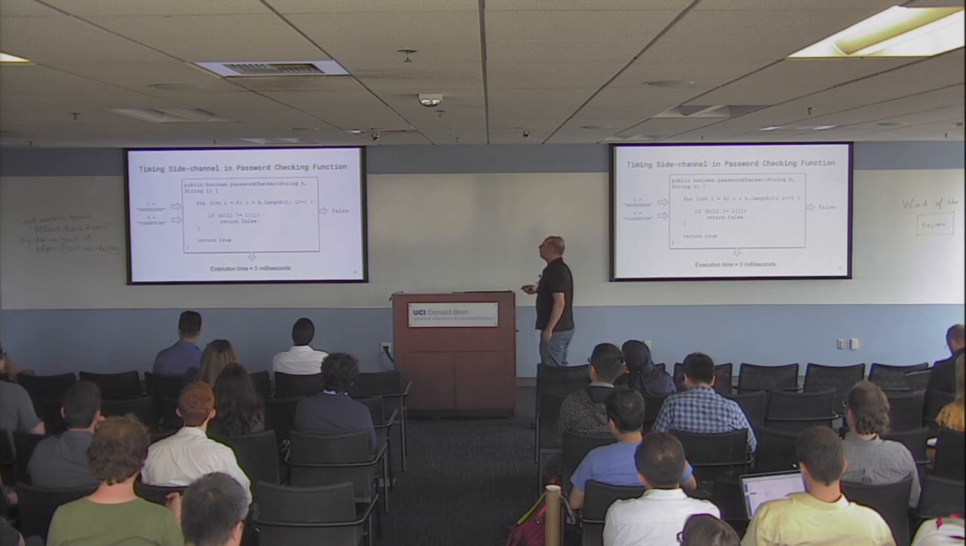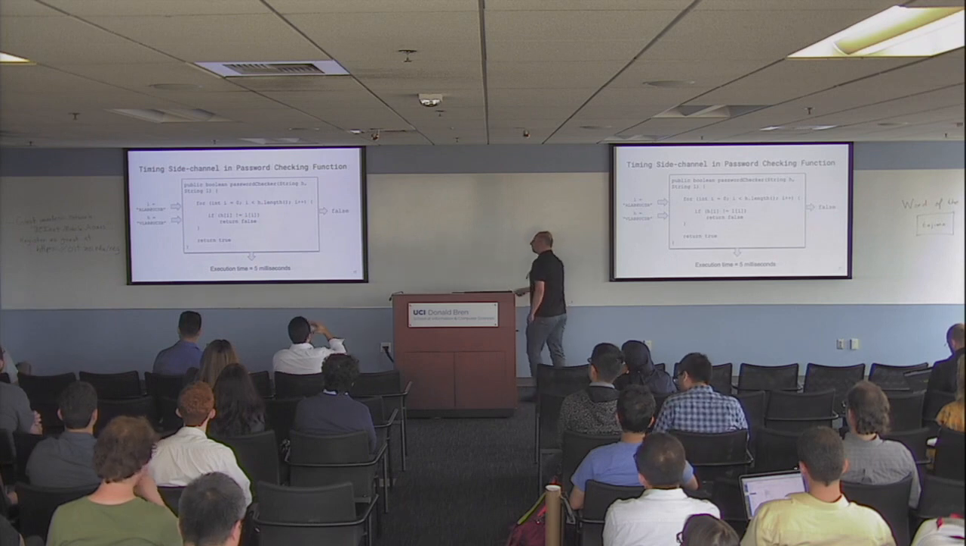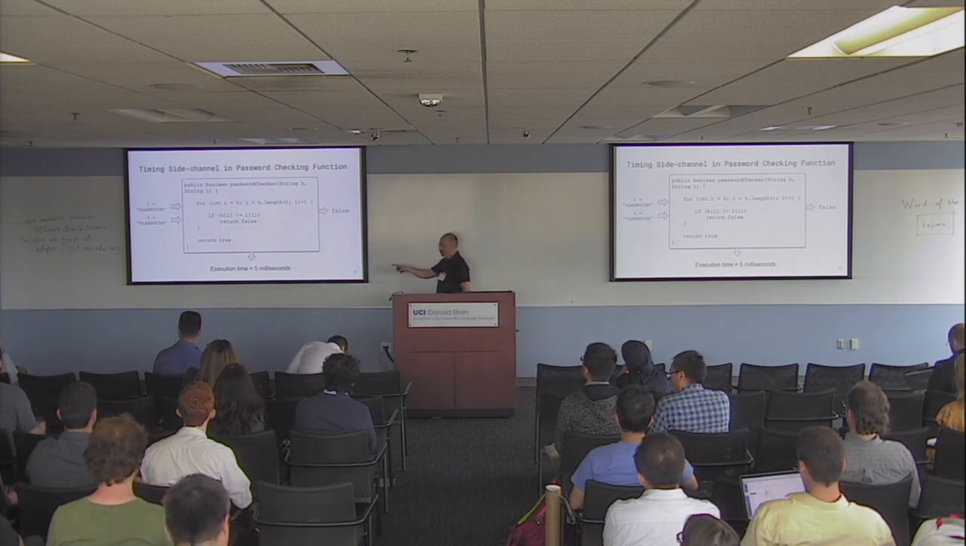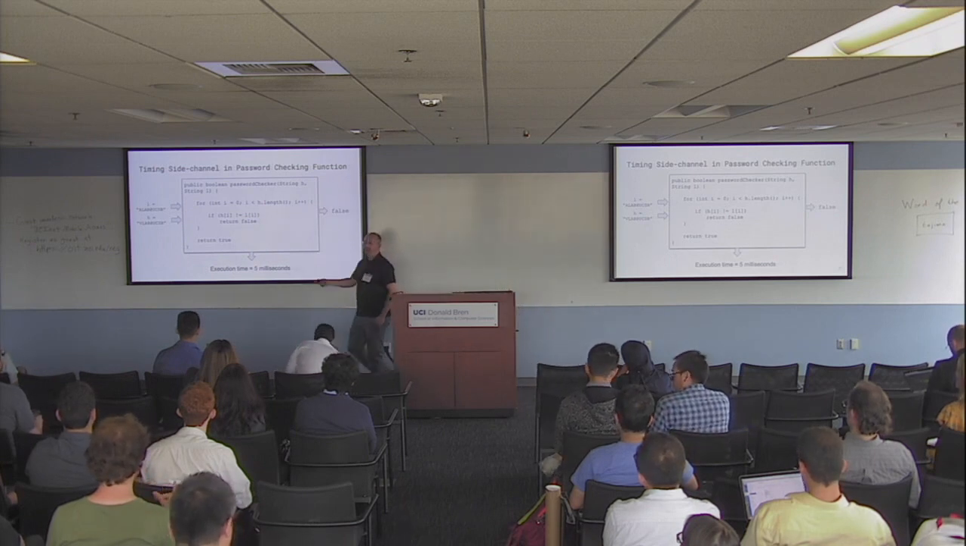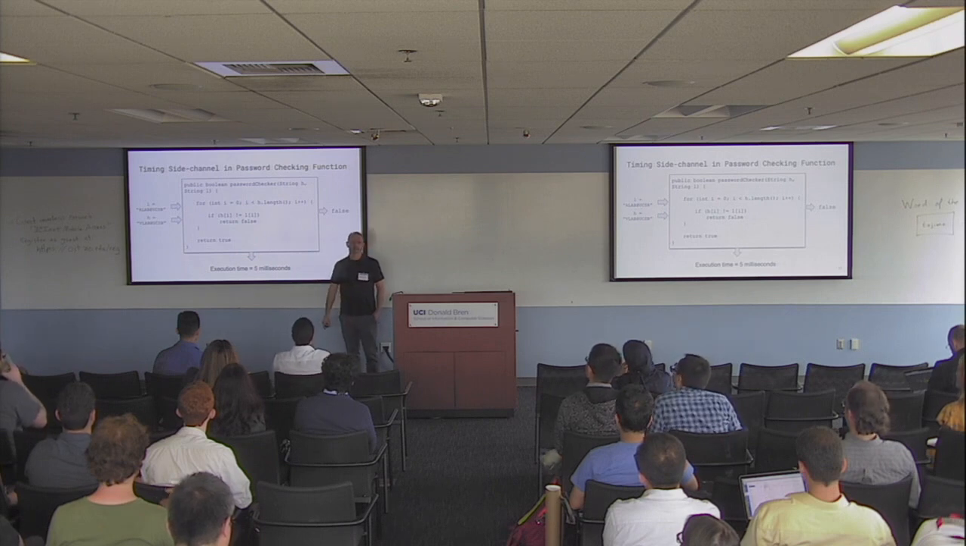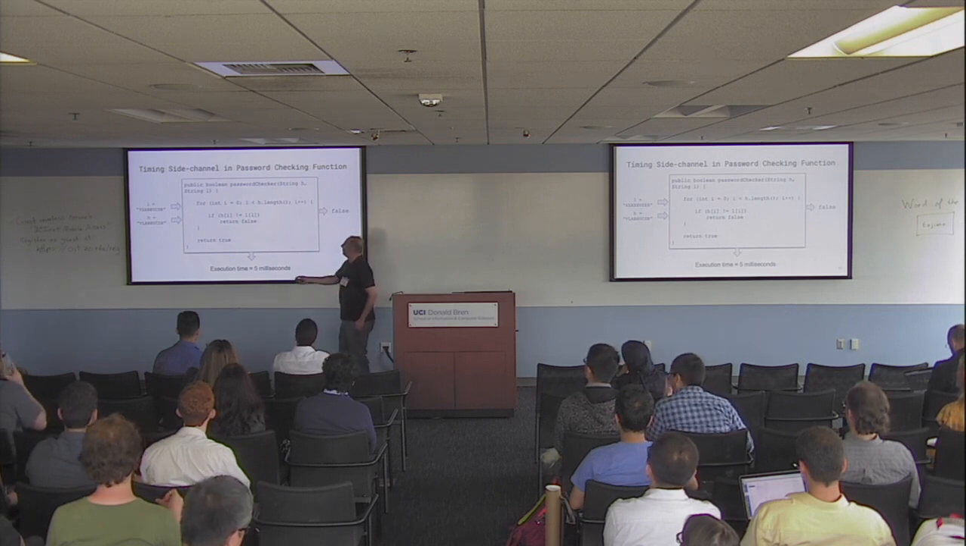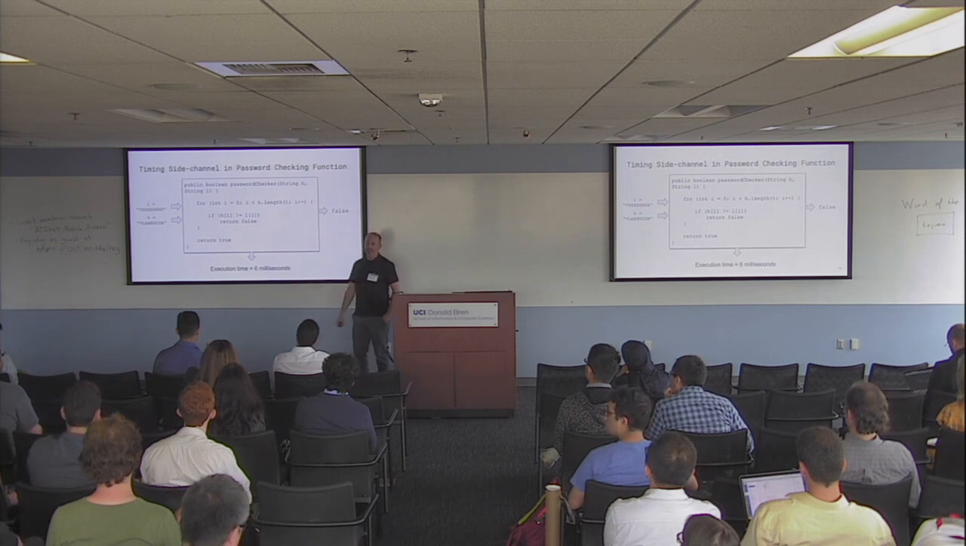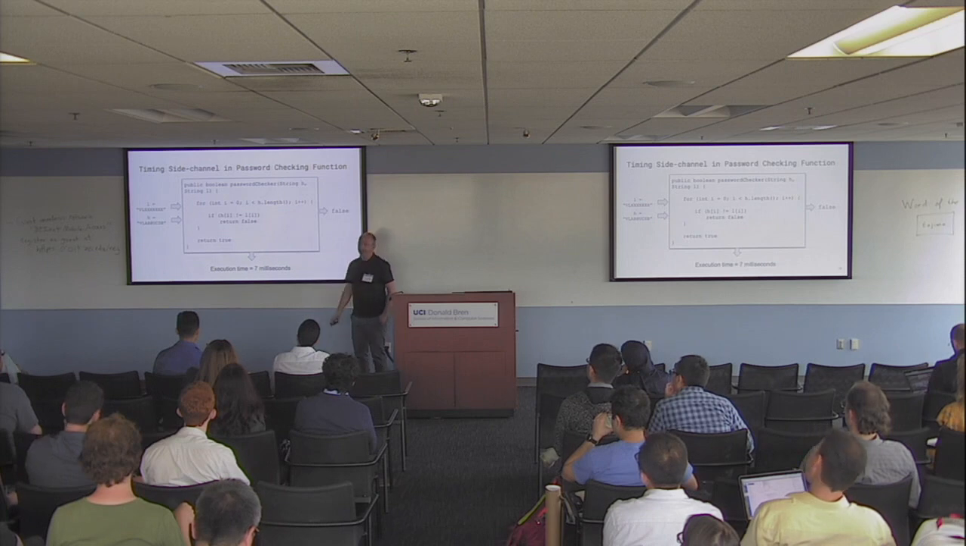Now we enter a password that's alab@ucsb. The first character doesn't match, so the loop immediately terminates, and it still takes 5 milliseconds. But now I enter VXXX, so the first character matches, and now it takes 6 milliseconds. If I match the second character, it's 7 milliseconds. If I match 3, it's 8 milliseconds. 4, 9 milliseconds.